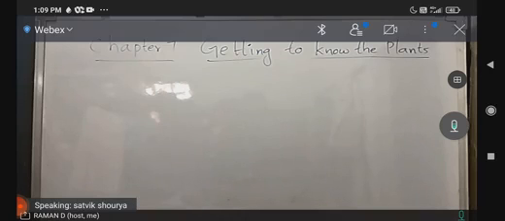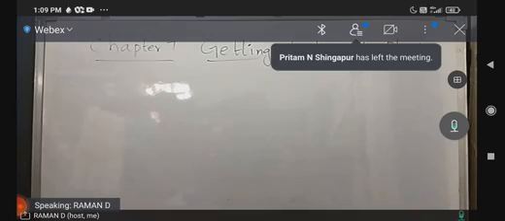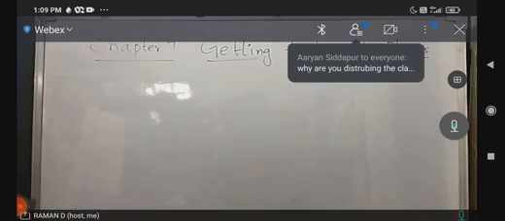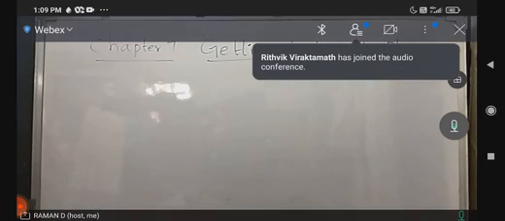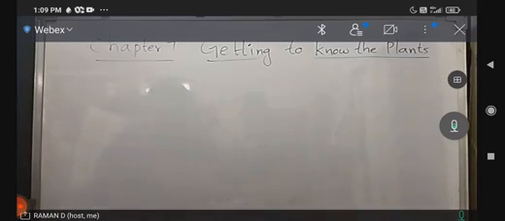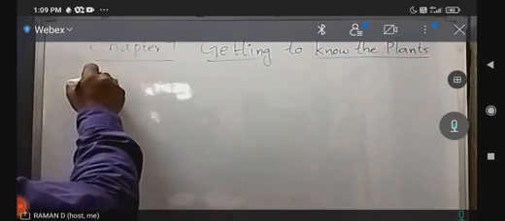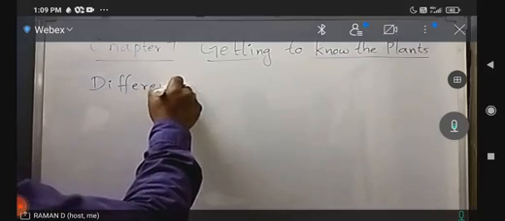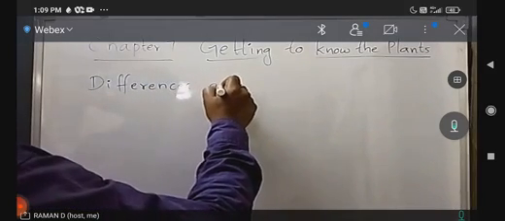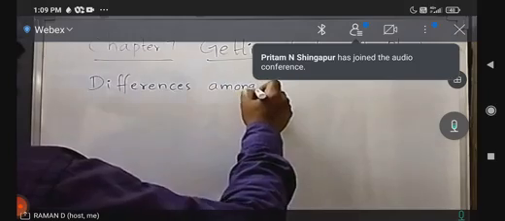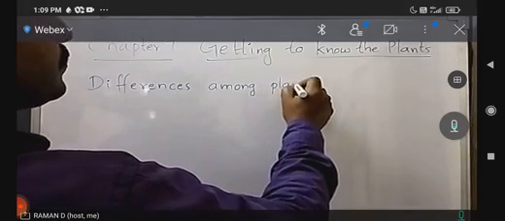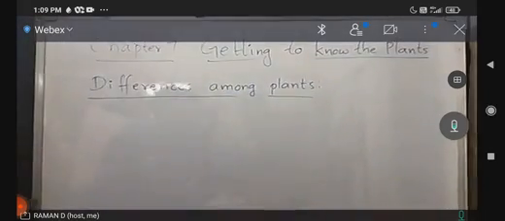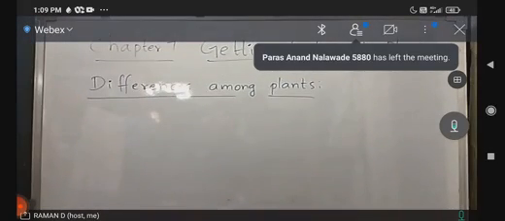Yes, right. Because there are some differences that are observed among the plants. What are the differences? The differences that can be observed among the plants. There are some differences that we can observe among the plants.